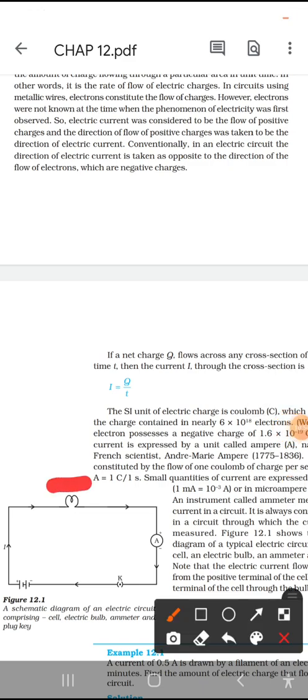This is the bulb, this is the ammeter, this is the plug key.